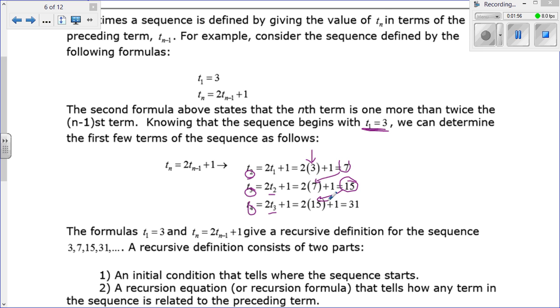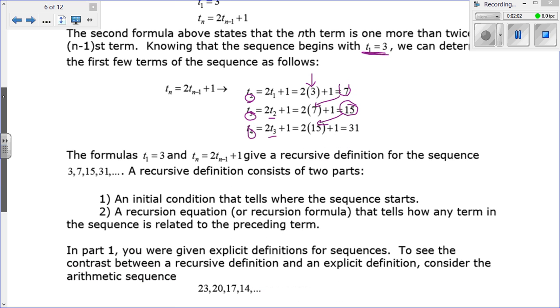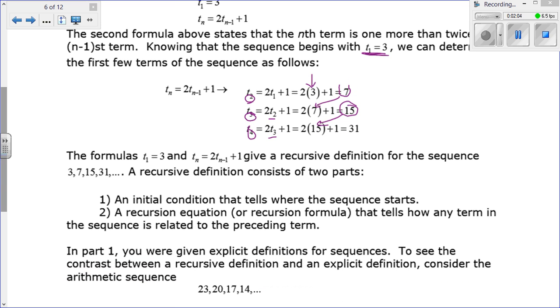So every time you are finding a term, you have to use the one prior to it. Now, with what we were doing yesterday, you had a formula and you could find any term, and they didn't have to be sequential. The formula is t sub 1 equals 3 and t sub n equals 2 times t sub n minus 1 plus 1. Give a recursive definition for the sequence 3, 7, 15, 31.